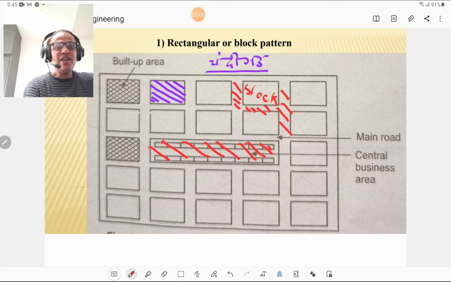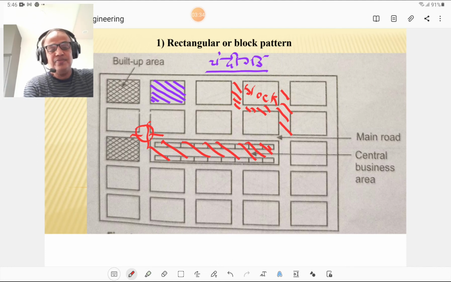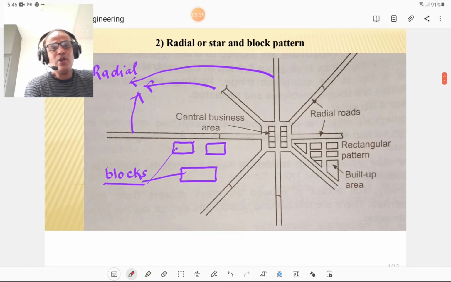Such a pattern is called a rectangular or block pattern, which is easier to construct and maintain also. It is aesthetically very beautiful, but the limitation is that at the junction of the secondary road and main road there is a problem of traffic. So junctions have to be developed properly. Such a rectangular or block pattern is seen in Chandigarh in India.